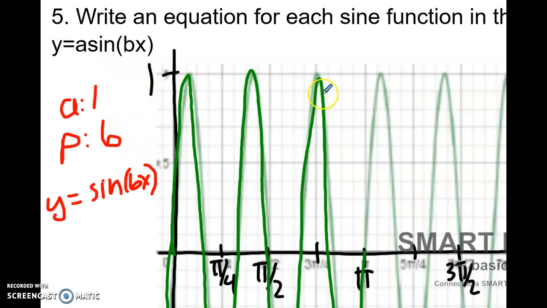To write an equation for each sine function, first thing we do is find the amplitude. Now, this one has an amplitude of 1. It goes from -1 to 1, so the amplitude is 1. There are 6 cycles, or 6 periods, from 0 to 2 pi. So b is 6, so our equation is y equals sine of 6x.